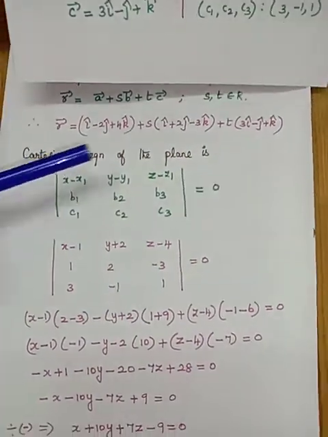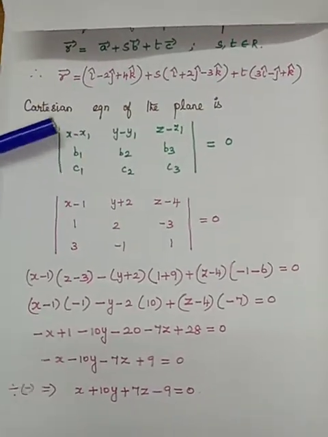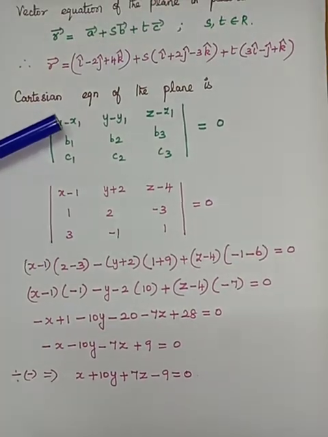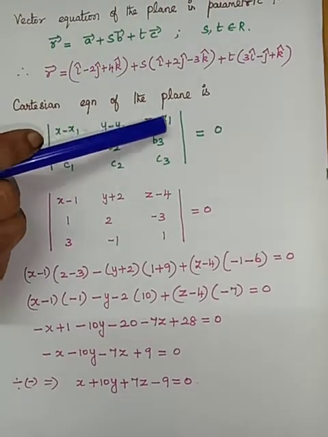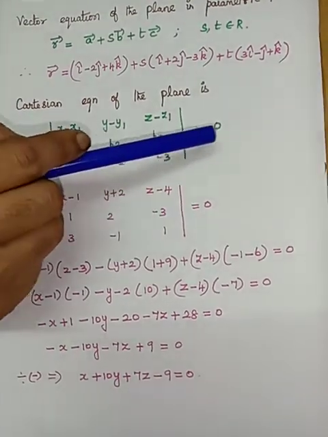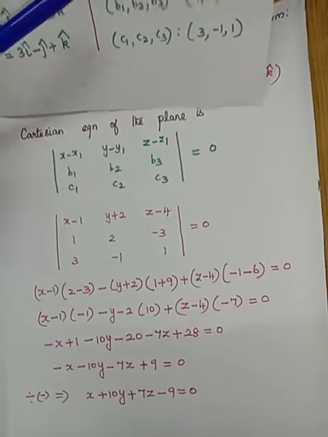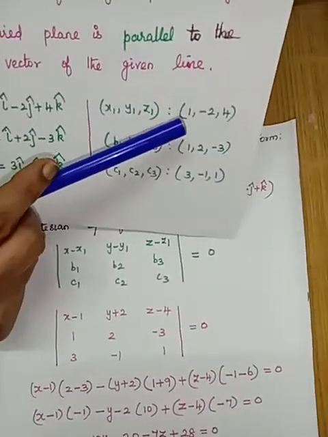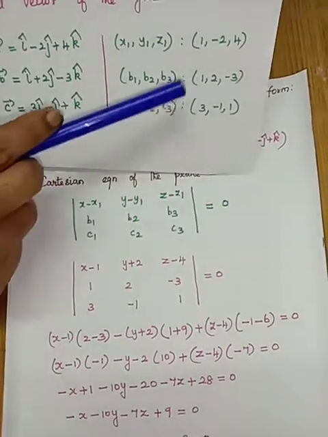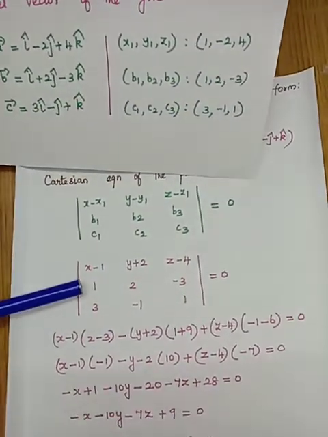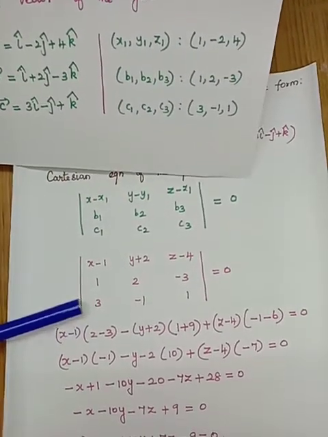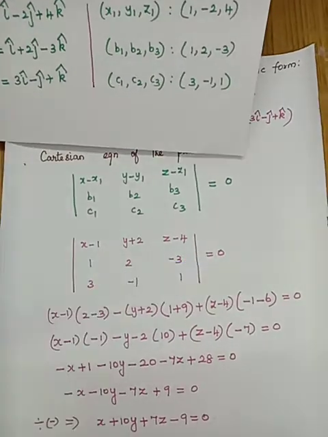And next, the Cartesian equation of the plane. One passing point and two parallel vectors are given. The Cartesian equation is the determinant with first row x minus x1, y minus y1, z minus z1, second row b1, b2, b3, third row c1, c2, c3, which is equal to 0. So x1, y1, z1 I have written here; you have to substitute. And b1, b2, b3 is 1, 2, minus 3, which you write as the second row. c1, c2, c3 is the third row. Which is equal to 0.